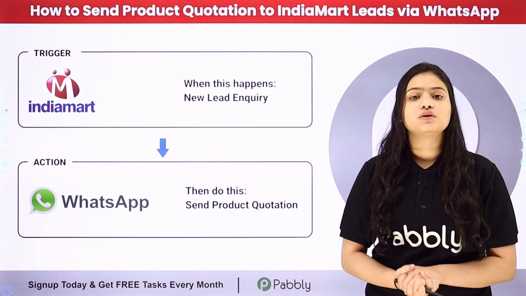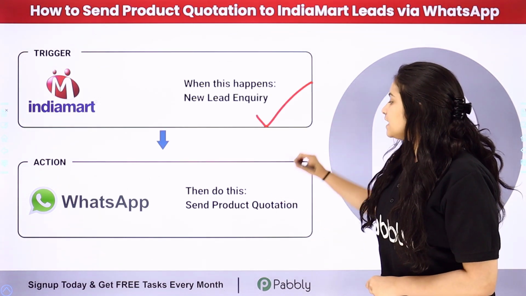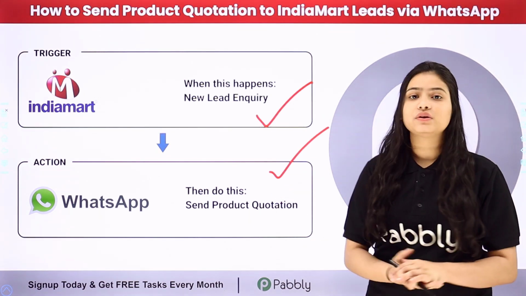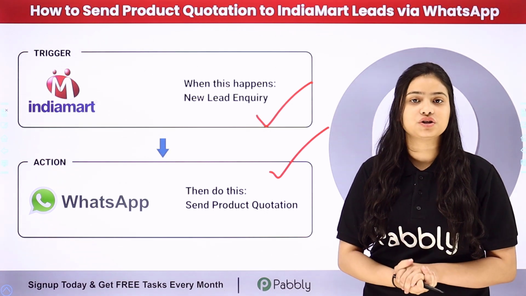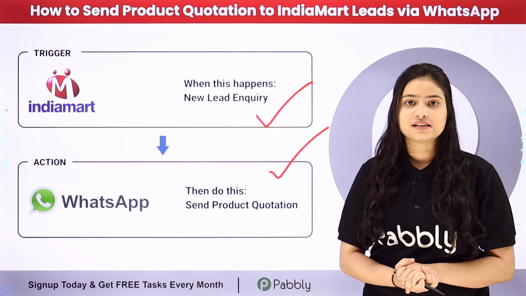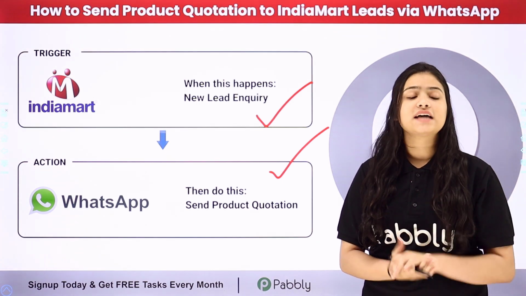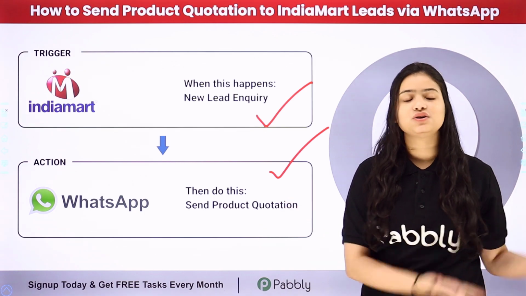So Pabbly Connect works on two principles, trigger and action. In trigger we are going to take IndiaMART, and in action I'm going to take WhatsApp Cloud API, with the help of which I'm going to send automated quotations to all the leads. And we are going to connect both of them without any coding or programming skills to automate this entire process with the help of Pabbly Connect. And to learn this entire automation step by step, let me take you all to my screen.